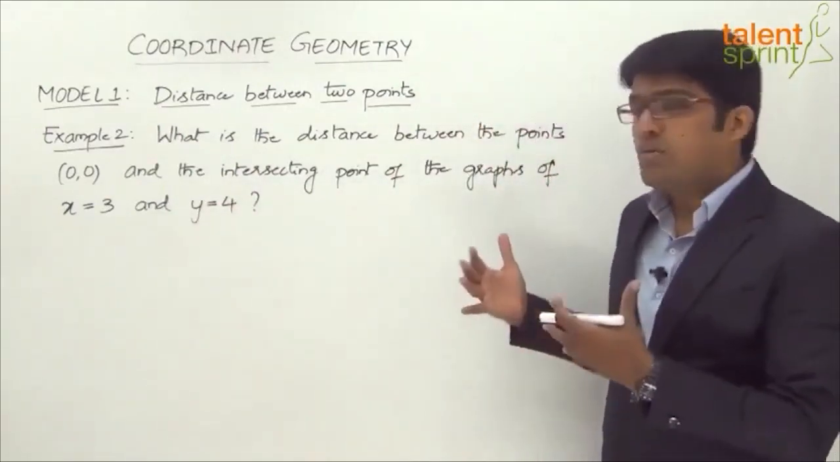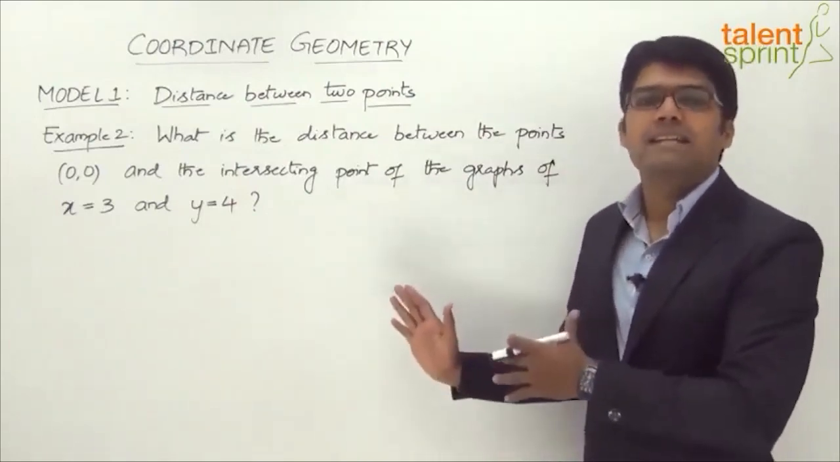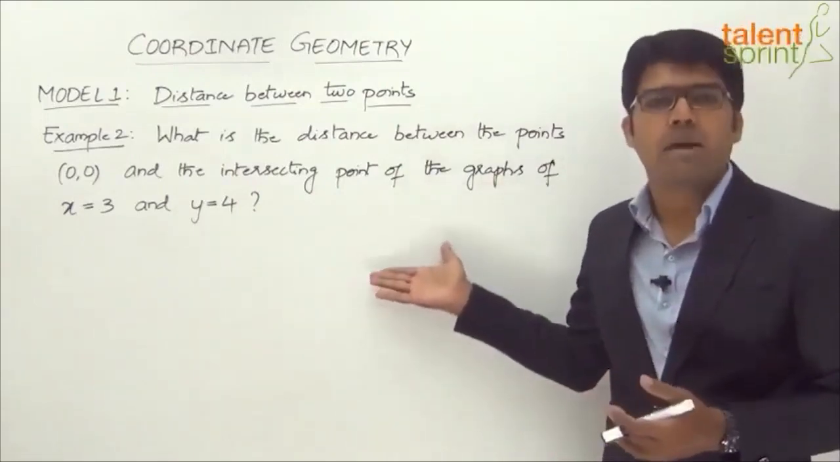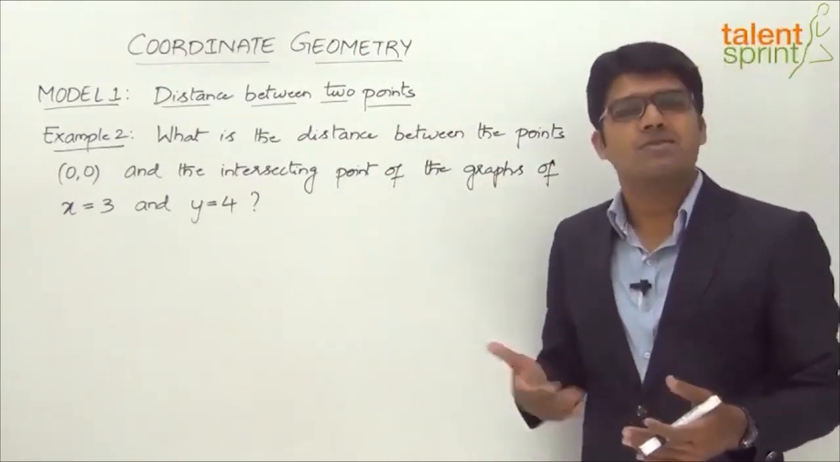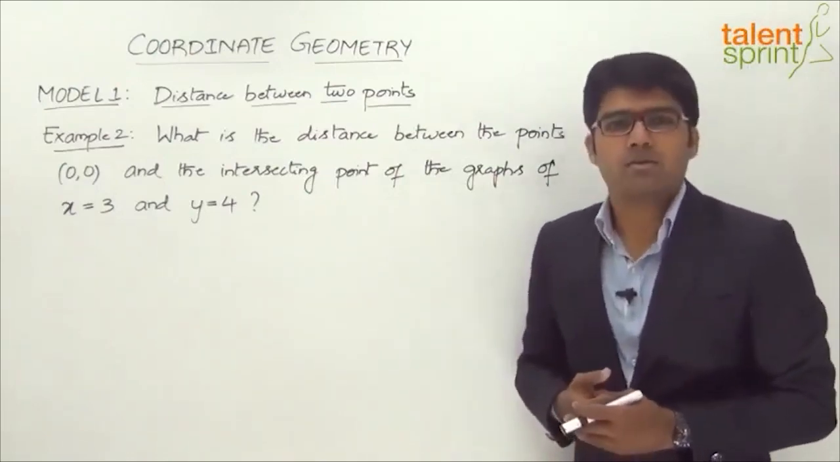Now it may sound a little complicated, but when you actually solve it, you will find that this is a very simple question, right? We have to find out the distance between 2 points, right? We know that it can be taken as root over x2 minus x1 whole square plus y2 minus y1 whole square.